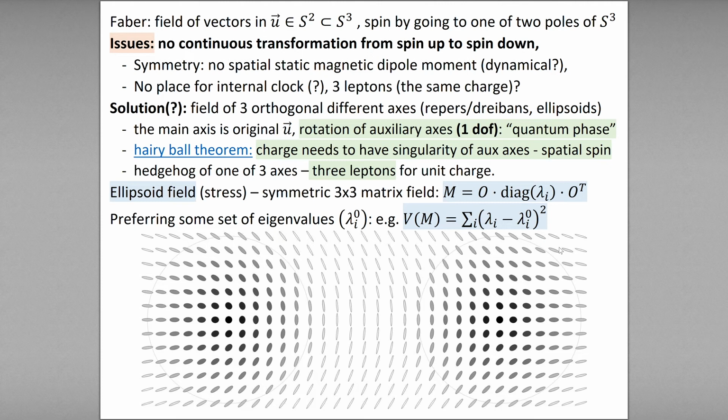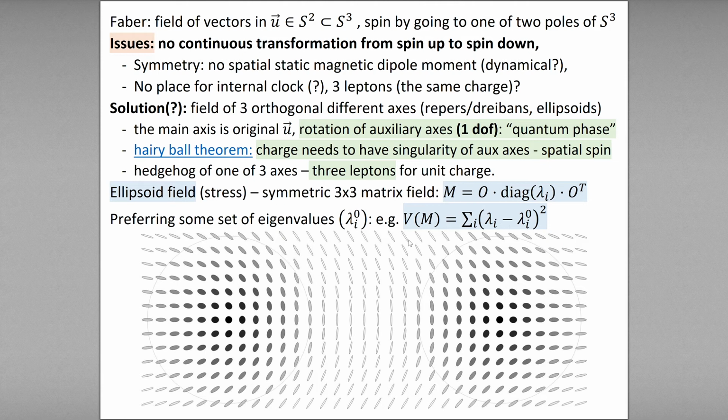Now in Faber's model the potential preferred a vacuum of topology S2, the two-dimensional sphere. Here we have a vacuum with the topology of the possibilities for this O matrix, so we have an SO3 vacuum. So this is the difference between the models. We add this degree of freedom of vacuum. Now the potential prefers that these three axes are distinguishable.